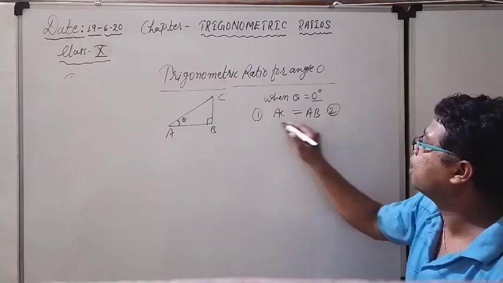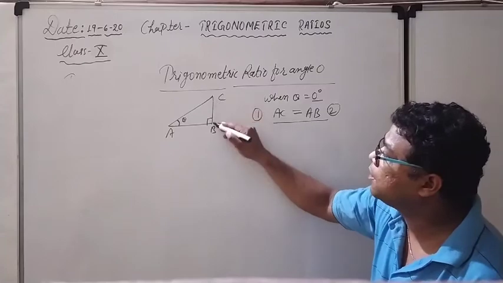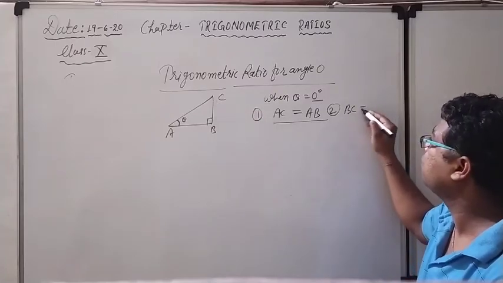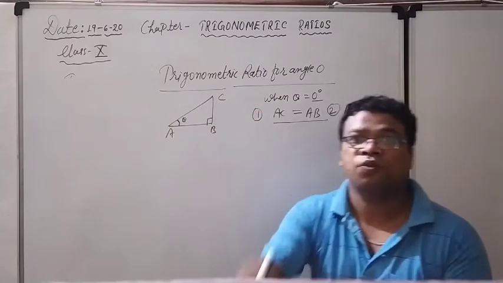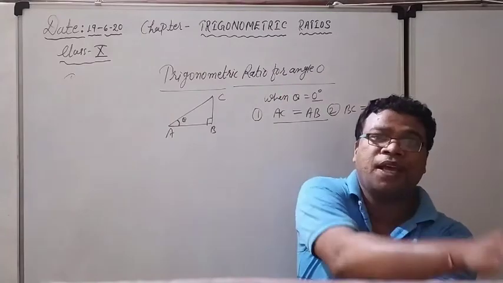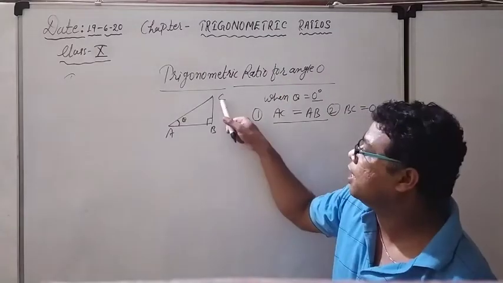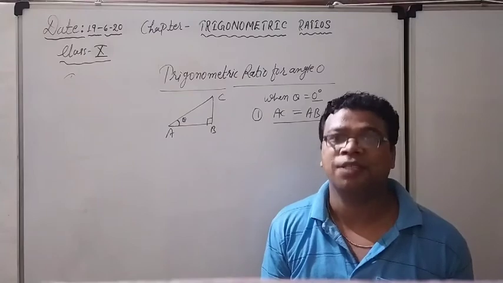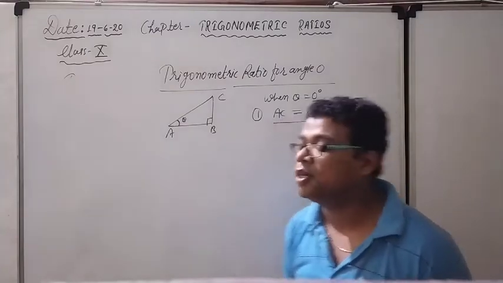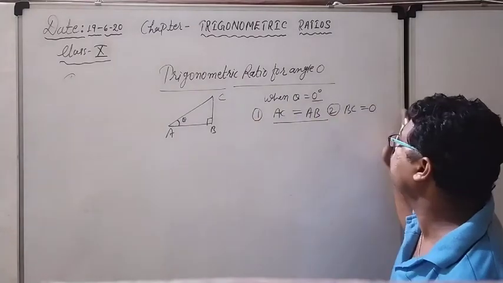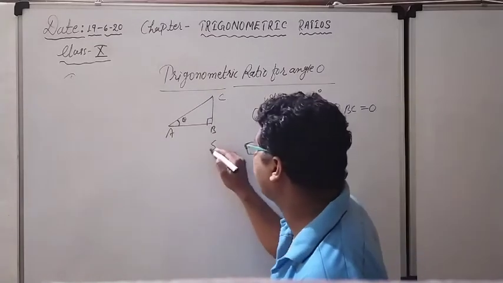What is the second thing? Again see, in the second thing, this BC is equal to 0. Why? Because when the AC and AB are coinciding with each other, it means that this height will be 0. This is the height only, this is the perpendicular distance only. So this perpendicular distance is going to be 0.